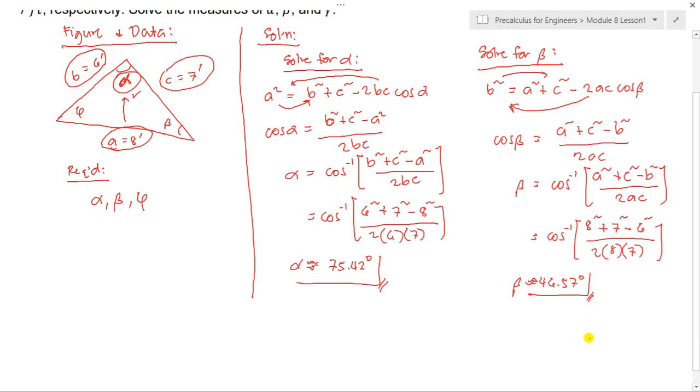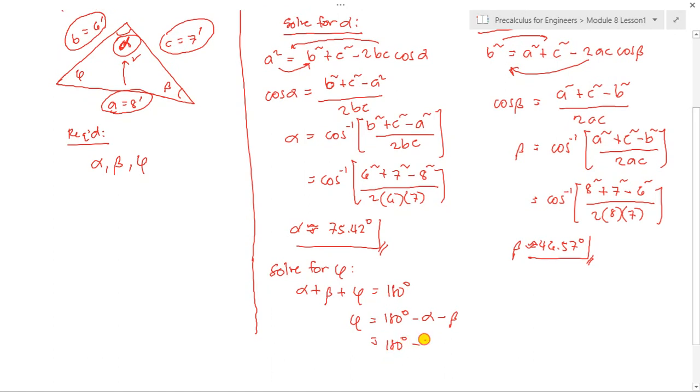Now to solve for the last angle, angle gamma, use the principle for triangles: the sum of the angles of a triangle is 180. So alpha plus beta plus gamma is equal to 180 degrees. Transposing alpha and beta, gamma is 180 minus alpha minus beta. That is 180 minus 75.42 minus 46.57. The answer is 58.01, so approximately 58.01 degrees. This is the value of our gamma.